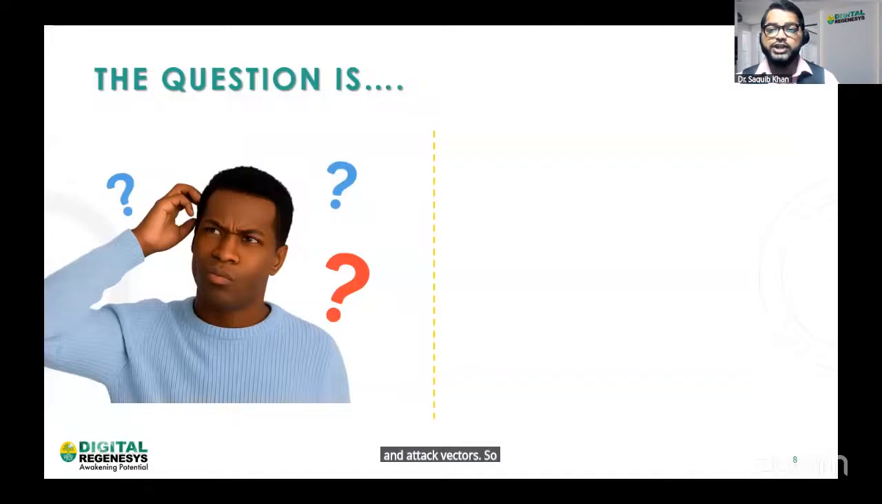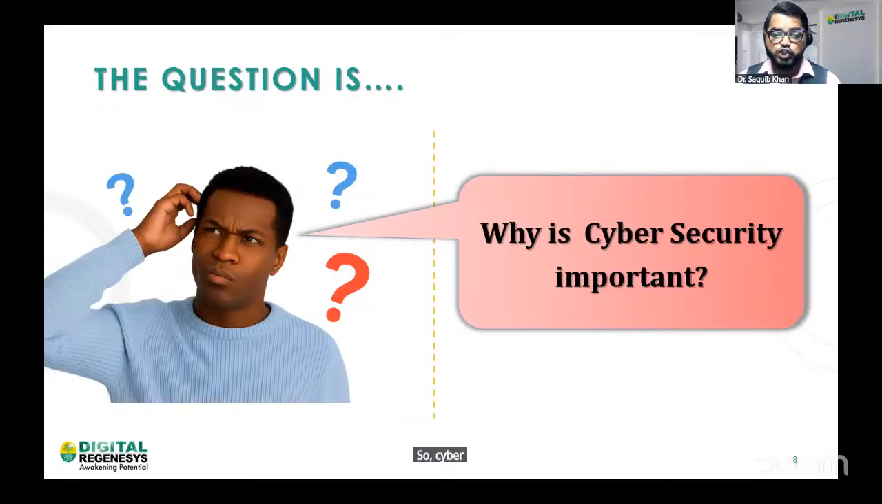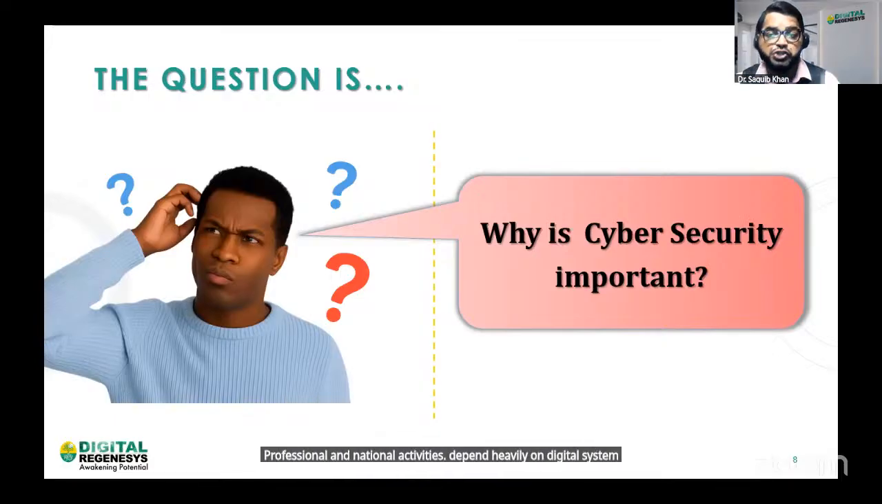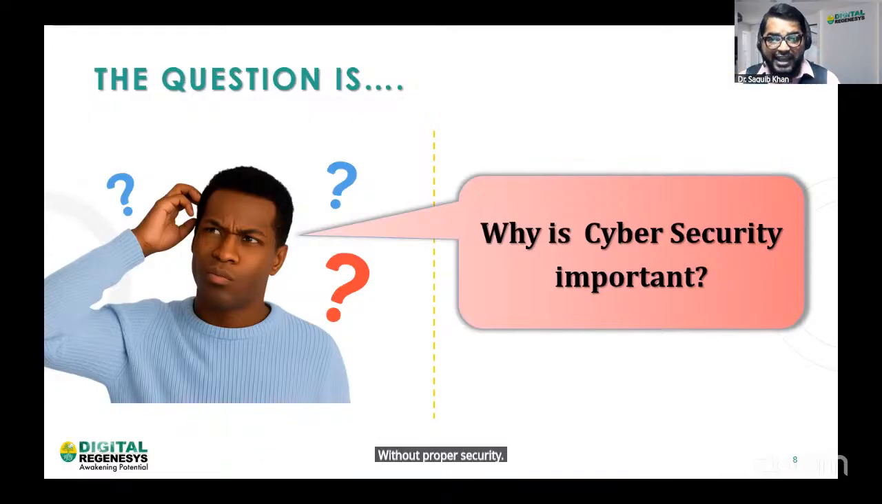So the question that should strike your mind is, why is cybersecurity important? We have understood what cybersecurity is. We have also seen some of the common threats, some common vectors involved for the same. So cybersecurity is essential because personal, professional, and national activities depend heavily on digital systems and the internet today. Without proper security, believe me, sensitive data, finances, and even public safety can be at serious risk.